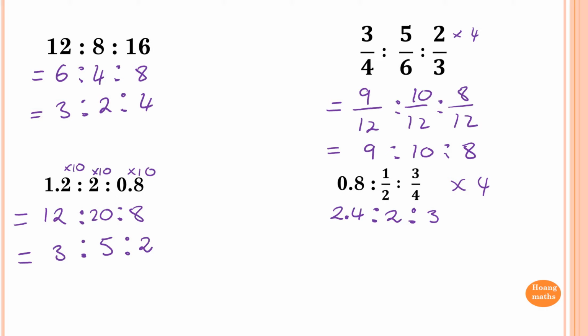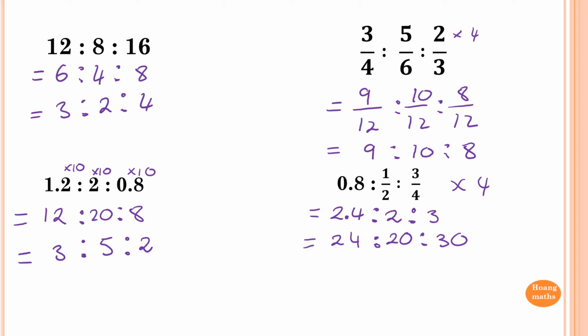Okay, then what I do next is I want to get rid of the decimal first, so I multiply by 10 for each of those. So times 10 means 24. Times 10 gives me 20. 3 times 10 is 30. There you go. But you can see I can simplify further.